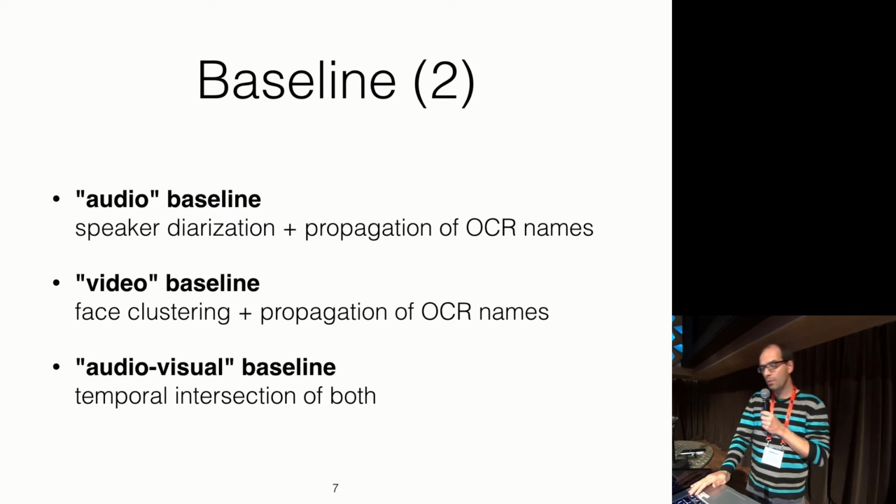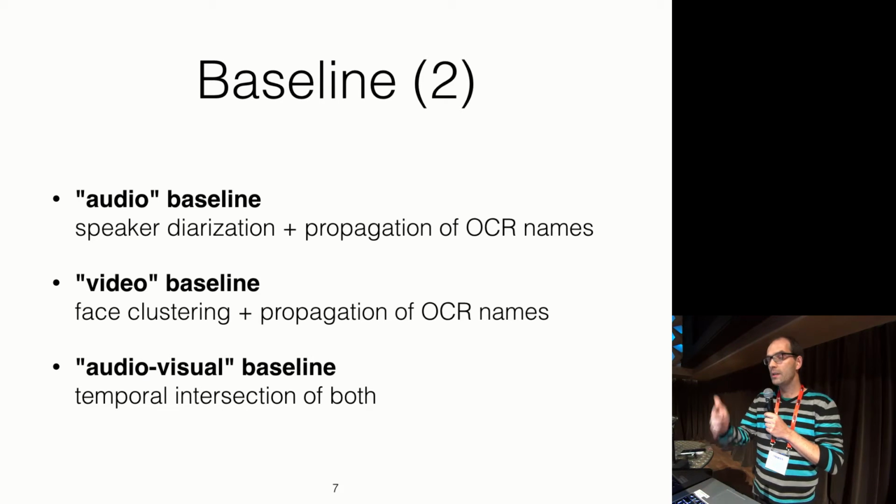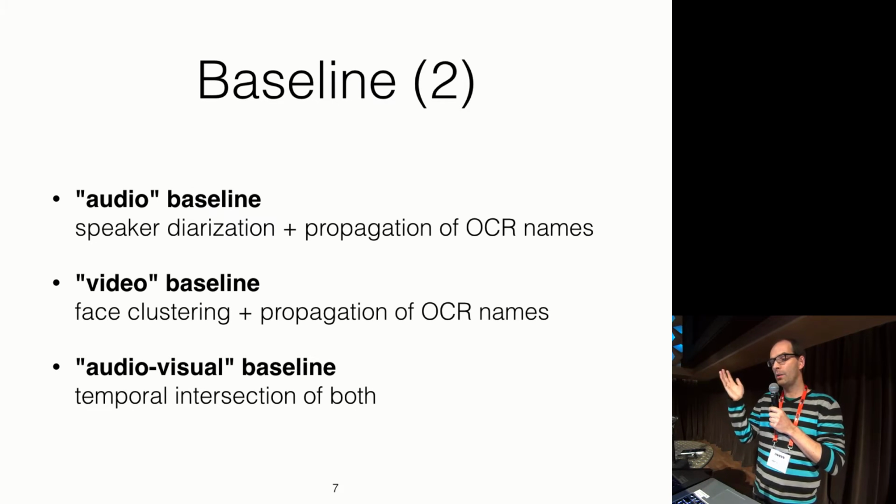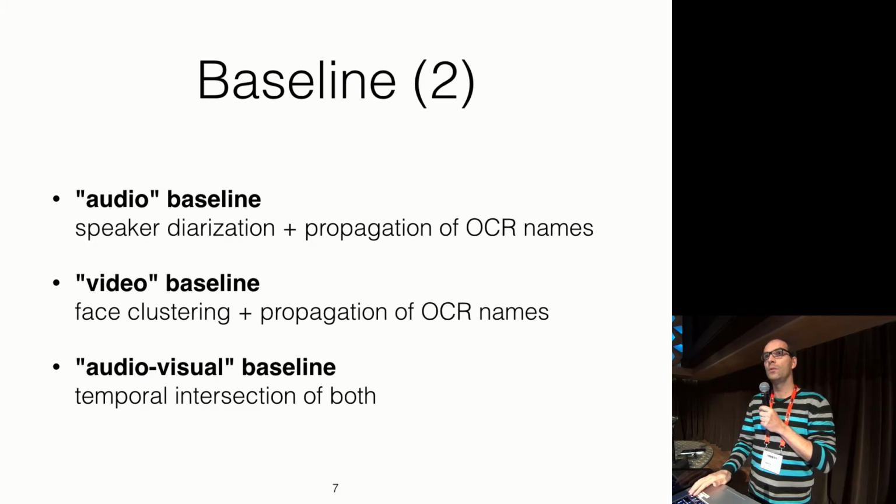And the audio-visual baseline is the temporal intersection of both, because you have to remember that we are supposed to tag only the people who both speak and are visible at the same time. The motivation behind that was we suppose that these are the persons of interest in the corpus. If they're just in the background not speaking, they are not really interesting to the user.